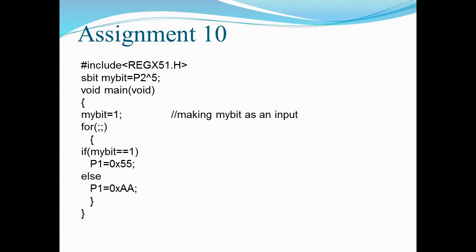After that, within a forever loop we have an if statement: if mybit is equal to 1, then port 1 will be assigned 0x55, else it will be assigned P1 is equal to 0xAA. So 0x55 means 0101 and 0xAA means 1010. Depending on whether the switch is on or off, the pattern will be sent. Whenever the switch is on, 55 will be sent, and whenever the switch is off, AA will be sent to the particular port, and that is port number 1.